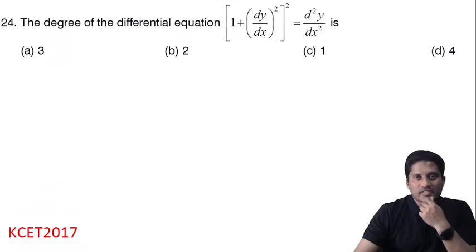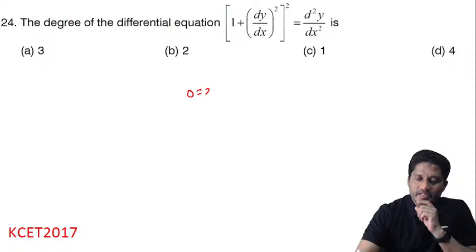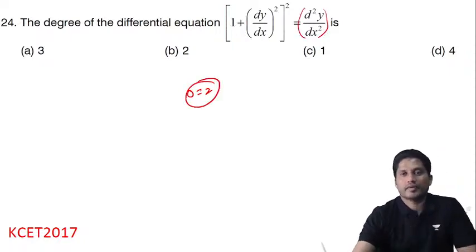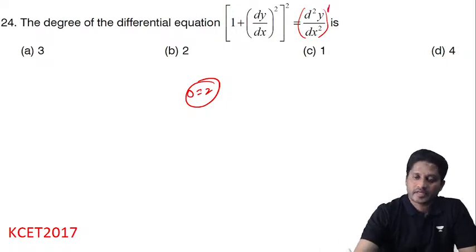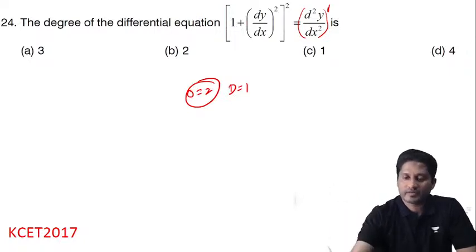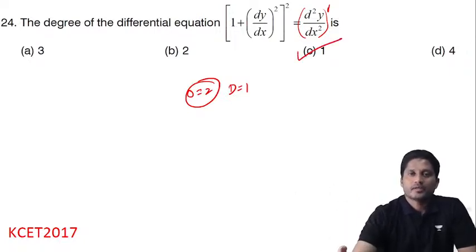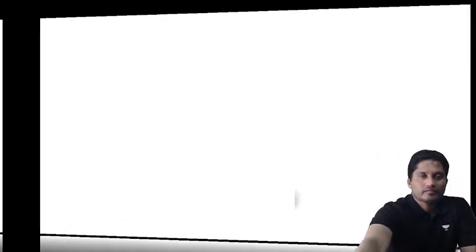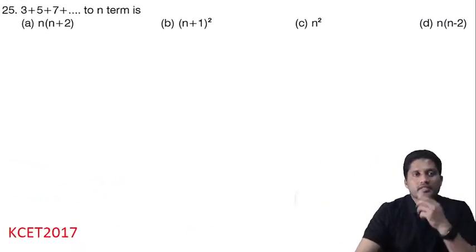The degree of the differential equation is, okay, order will be equal to 2. The order is the order of the highest derivative, which is 2. d square y by dx square, order is 2. The power of the highest derivative is called the degree. Degree is equal to 1. Don't take the highest power, you should take the power of the highest derivative. The power of the highest derivative is 1, degree is 1. Right, he's asking only the degree, so degree should be 1. Let's move to the next question.